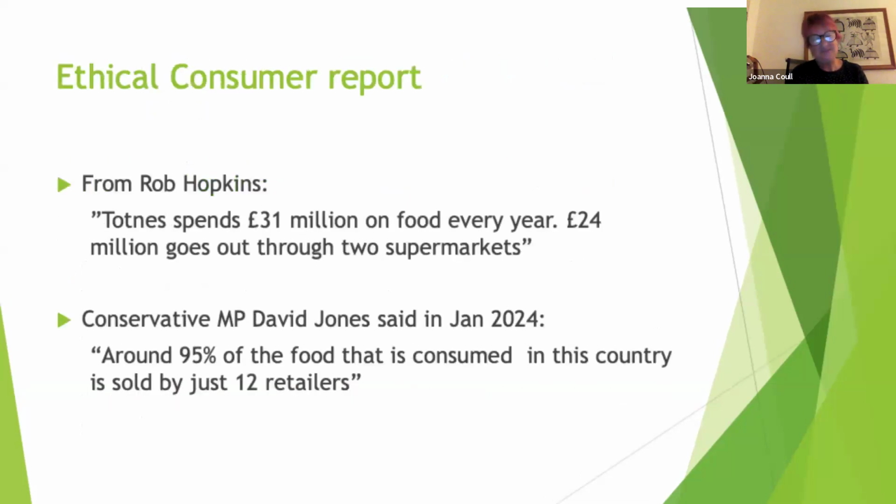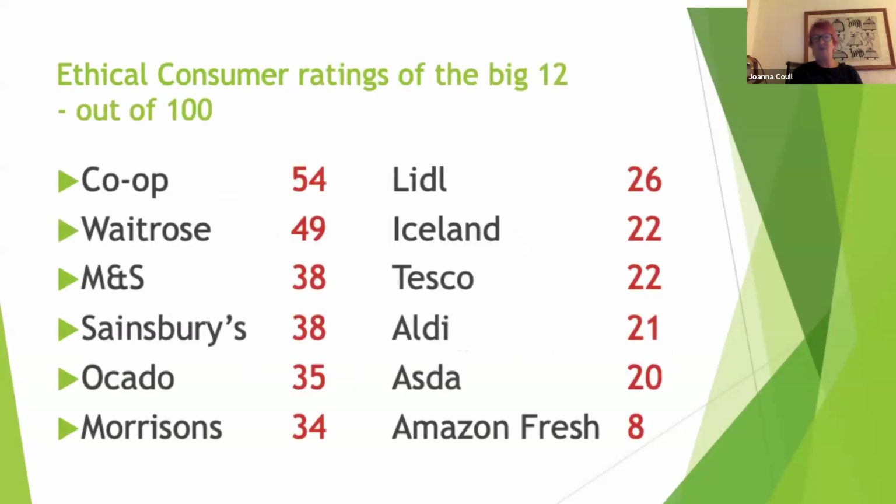So again, just similar statistics on a theme from Rob Hopkins. Totnes spends 31 million on food every year, and 24 million goes out through just 2 supermarkets, which effectively means it's going straight out of the county. And only in January this year, the MP David Jones said around 95% of the food that's consumed in this country is sold by just 12 retailers. And the next slide shows you those 12 retailers.